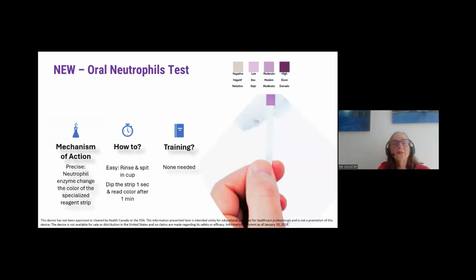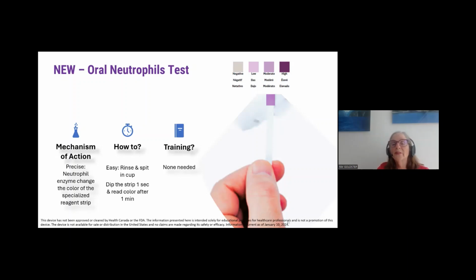So here we have something called the oral neutrophil test. This oral neutrophil test is not lab-based, it's actual chairside. That is a tremendous change and a tremendous benefit. The mechanism of action is that the neutrophil enzymes can change the color of a specialized reagent strip.